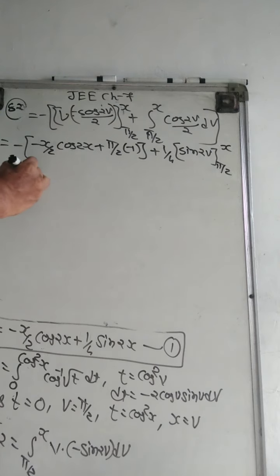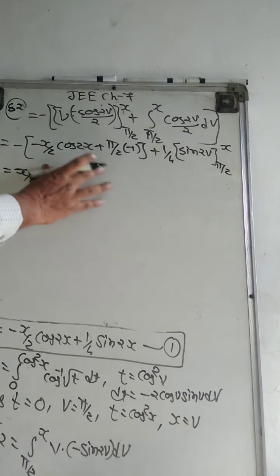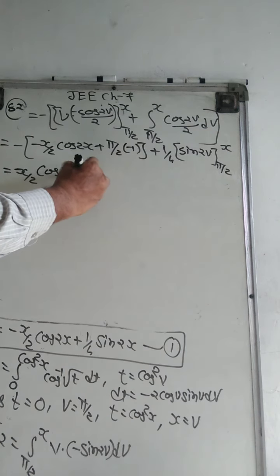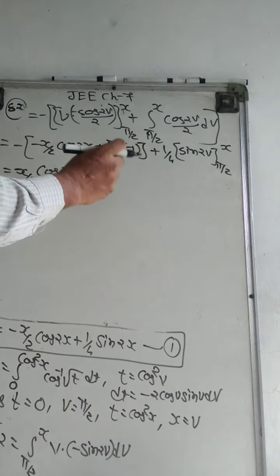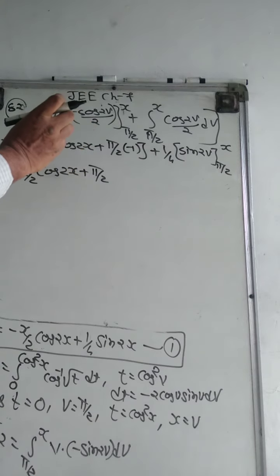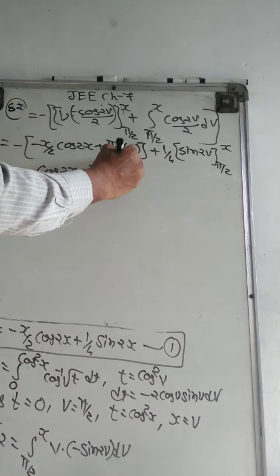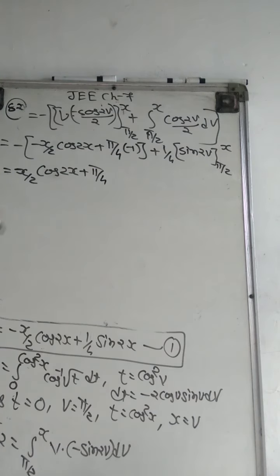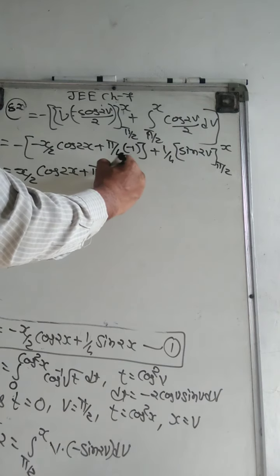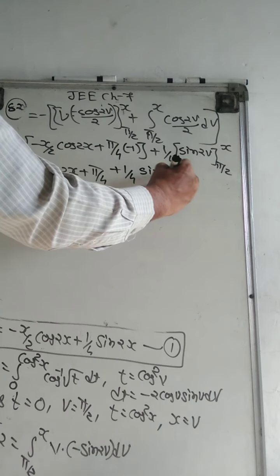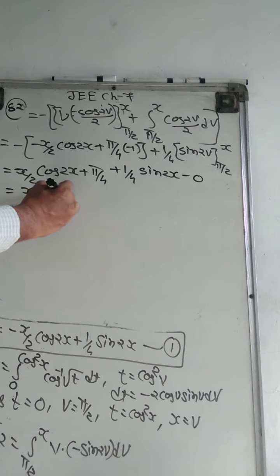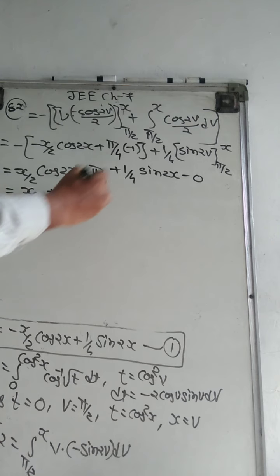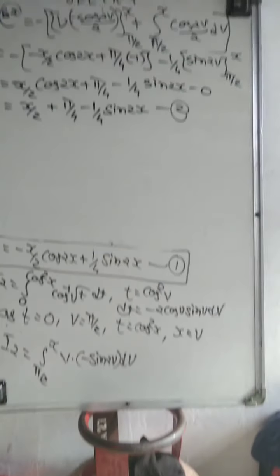So we have x by 2 plus pi, x by 2 cos 2x plus pi by 2, and here this 2 is also there, so here it becomes pi by 4, not pi by 2, but this is pi by 4, and then plus 1 by 4 sin 2x, and cos this becomes 0, minus 0. So our answer is x by 2 plus pi by 4.